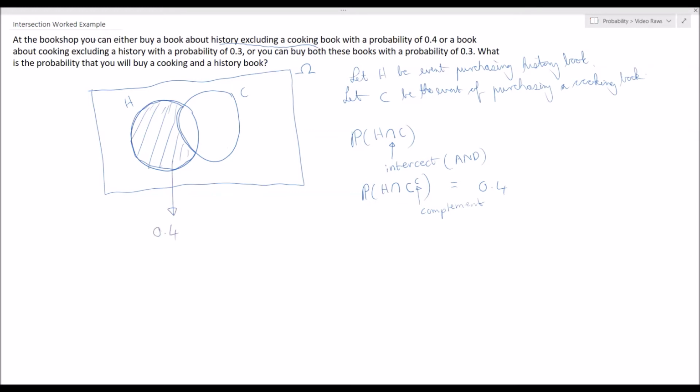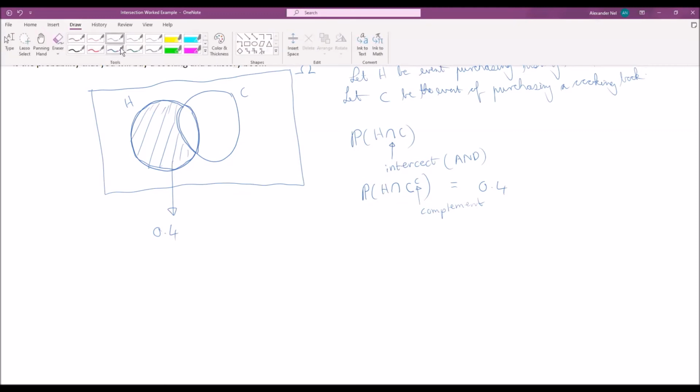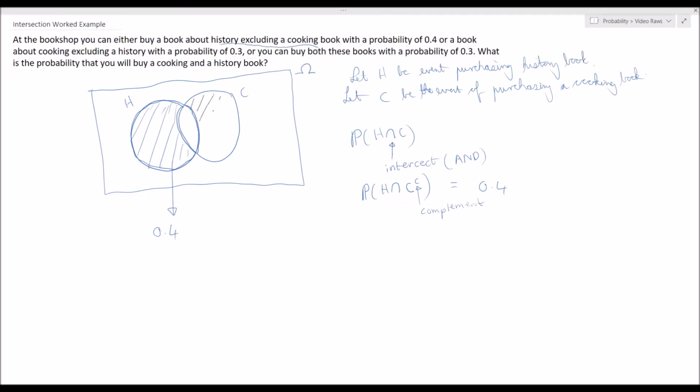Then we are told that we can buy a book about cooking excluding a history book. So it's the same story for this side. Now we're buying a cooking book, but we're not buying the history book, and this is occurring with a probability of 0.3. This is the probability of buying a cooking book and not buying the history book, so the probability of C intersect H complement, and that is equal to 0.3. So the left-hand one is the probability of having a history book and not buying the cooking book.